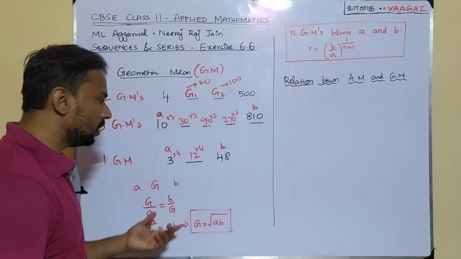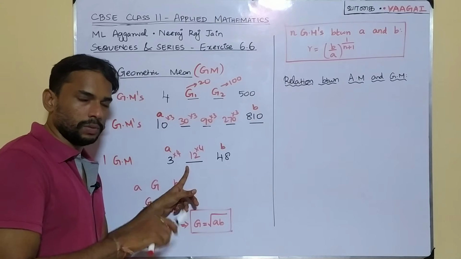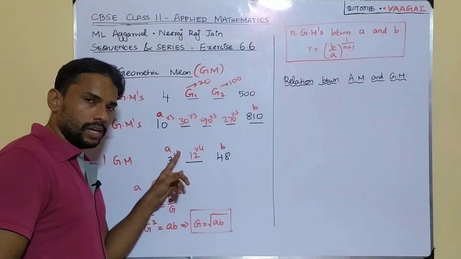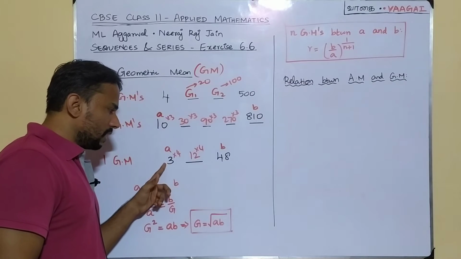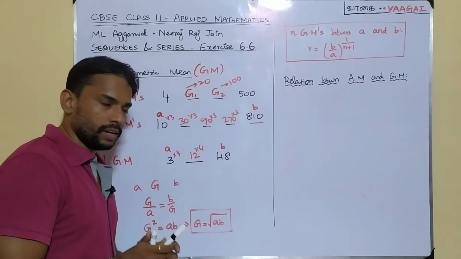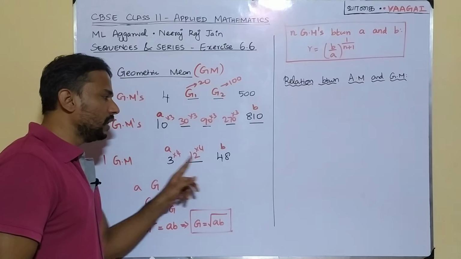Shall we check whether it is going to work out here? Because this third example we had was a similar situation, correct? Here we have only two values. I mean, we need to insert only one geometric mean between these two values, correct? So here our a is 3 and b is 48. Just try applying this formula. What do we get here? g is equal to root of ab, that is root of 3 into 48.